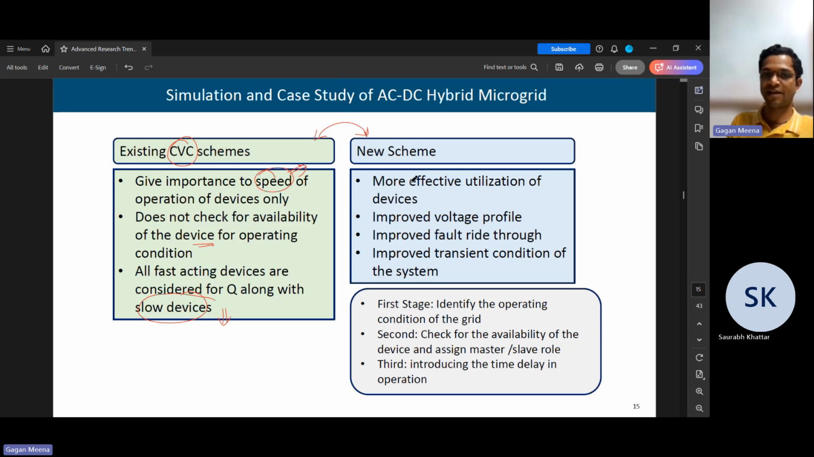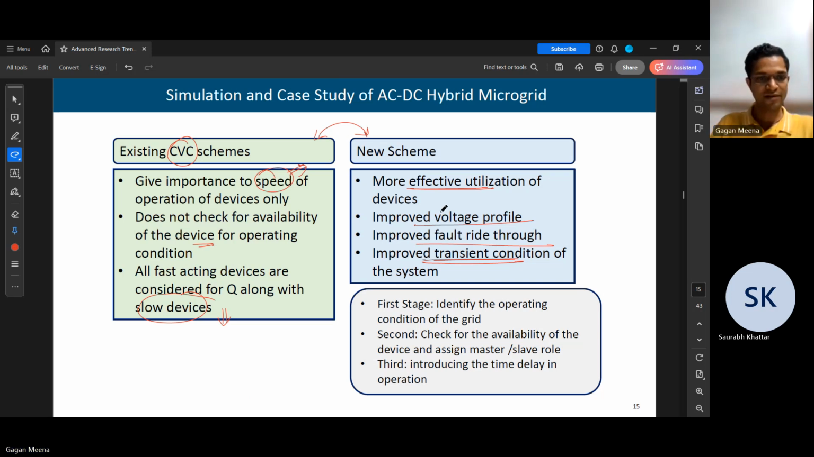The new scheme has more effective utilization of all the devices. They improve the voltage profile, improve the fault ride through, and also improve the transient condition. That means the post-fault voltage recovery time is reduced in this new scheme. Very quickly it is able to achieve the normal state. So for doing this, the control strategy is divided into three stages, where the first stage is to identify the operating condition of the grid.